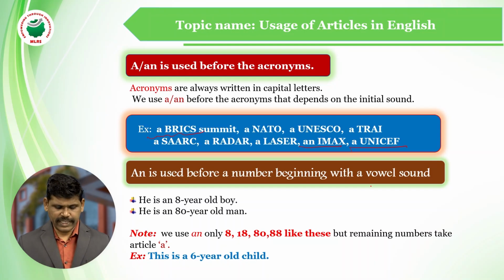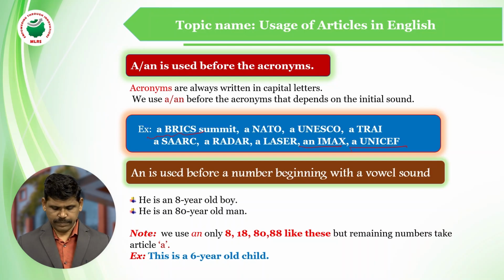Example, he is an 8-year-old boy. He is an 80-year-old man. Note, we use an only with 8, 18, 80, 88 like this, but the remaining numbers take the article a. This is a 6-year-old boy. Please remember, except 8, for any other number in your sentence, you use the article a. Whenever you have 8 in your sentence, you must use the article an.